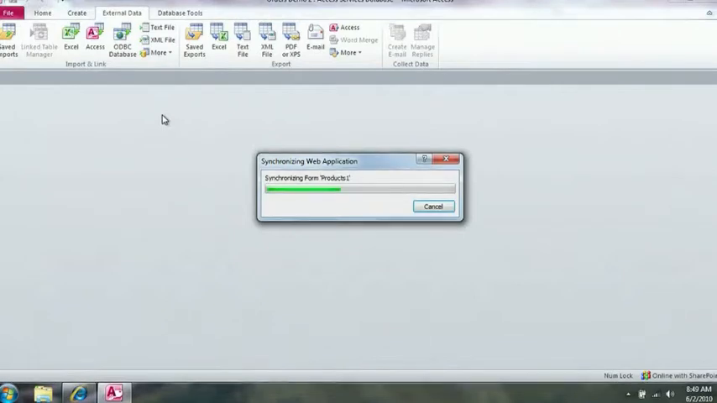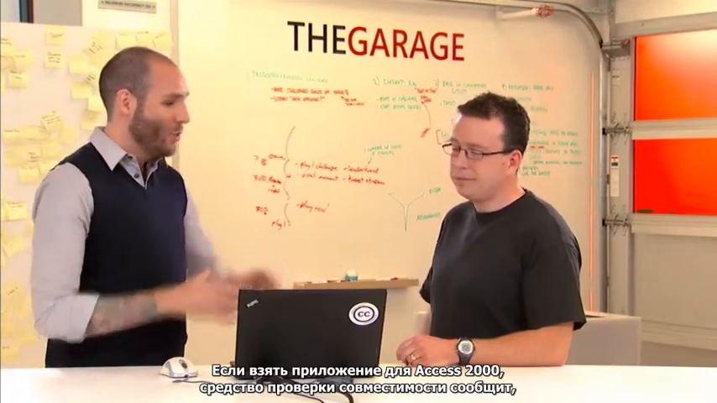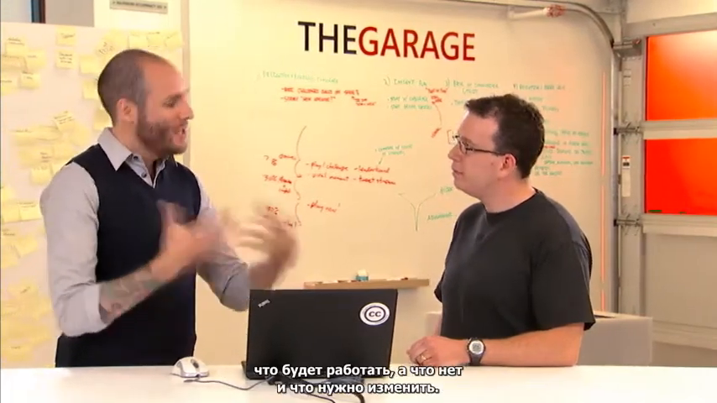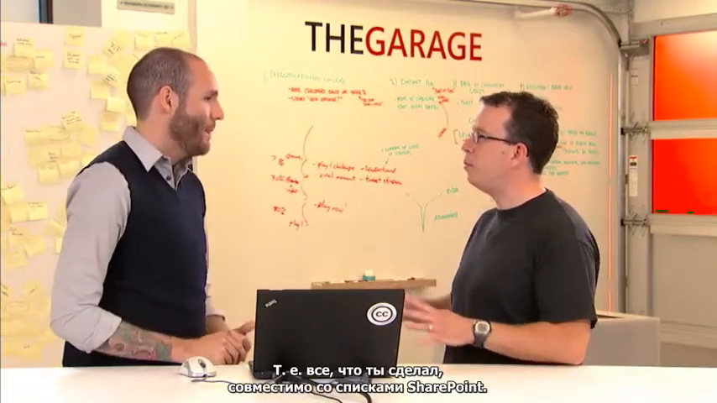At this point, I saw it do a check compatibility, making sure what would work on the web, what wouldn't work on the web. Exactly. There's a compatibility checker, which is really useful for older applications. So if you're bringing a 2000 application forward, the compatibility checker will look through your data and tell you what schema will work and what won't, and what changes you need to make. So it gets you to things that aren't compatible with SharePoint lists.